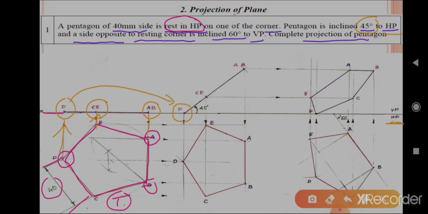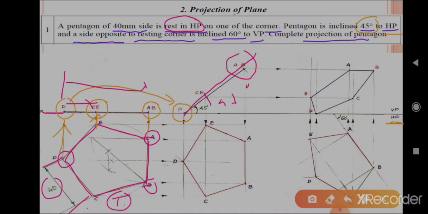So 45 degree to HP, draw the line at 45 degree, with angle 45 degree, and take the distance from D to C, mark the point C. Similarly, from D to AB, mark the points A and B.